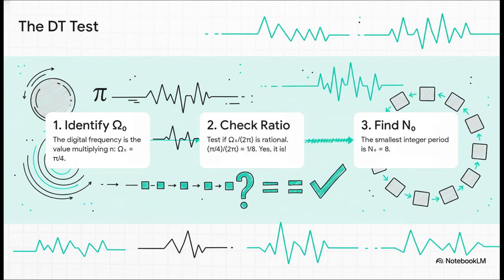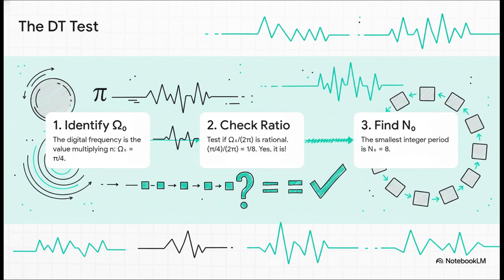First, our omega naught is clearly pi over 4. Now for the crucial test. We take that and divide it by 2 pi. So pi over 4 divided by 2 pi gives us 1 over 8. And since 1 over 8 is a rational number, yes, the signal is definitely periodic.